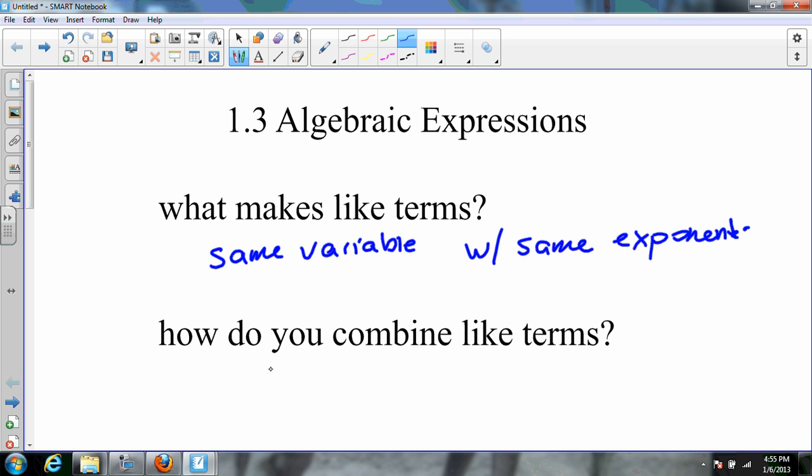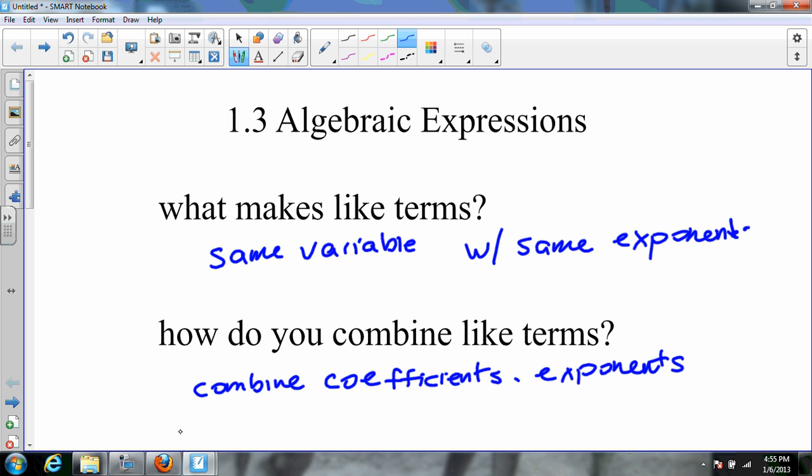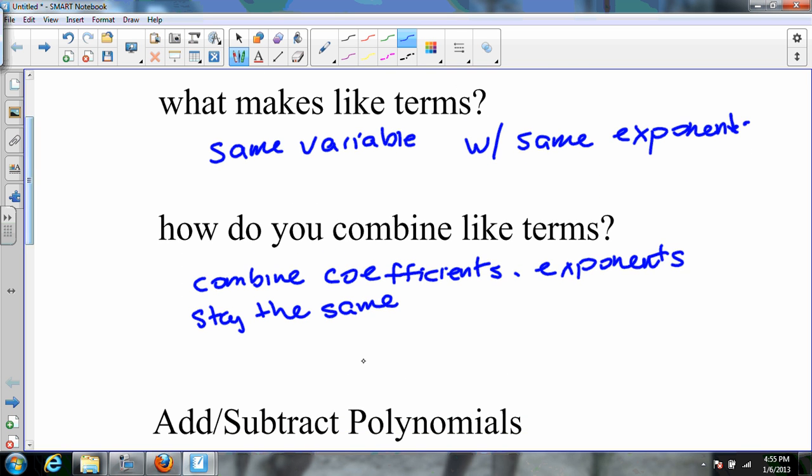How do you combine like terms? You combine their coefficients. Their exponents remain the same. For example, if you have 4x to the fourth plus 11x to the fourth, it becomes 15x to the fourth.